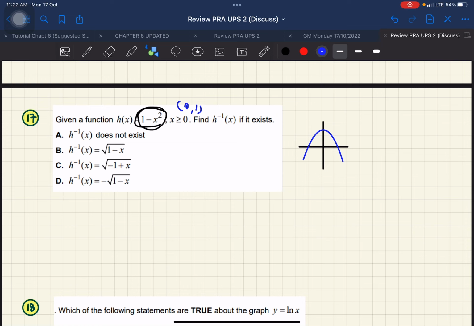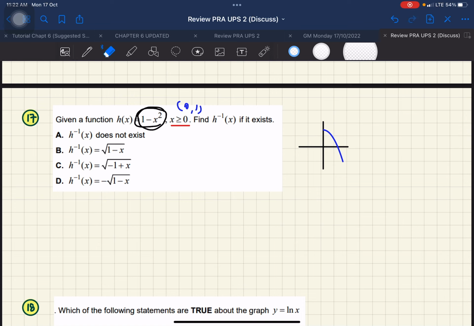Okay, so kat sini soalan bagi kita domain x is greater than or equals to 0. So maksudnya graf kita, awak akan ambil yang this part sahaja. So dekat belakang tu, kita akan buang. So you need to erase lah. Kita akan buang yang bahagian belakang ni. Okay, so ini adalah graf kita.